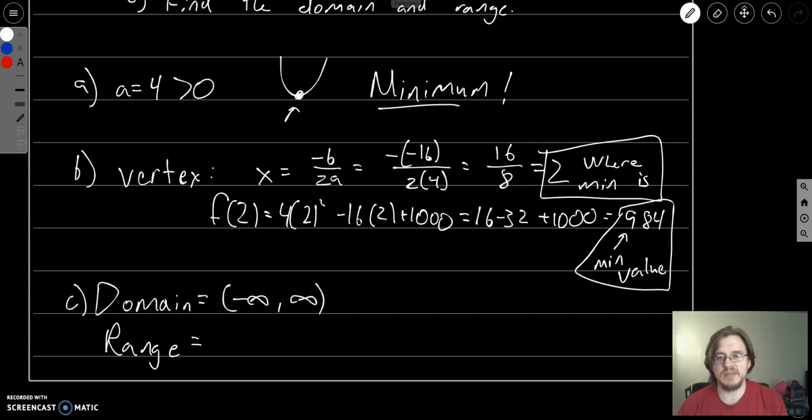Now, since this is the minimum value, the smallest height that this can take is 984. But if that's the smallest, we can get even bigger. And a parabola is going to open up forever. It's going to keep going up and up and up. So we'll go from 984 to infinity, and we want a square bracket around 984 because we can actually achieve our minimum.